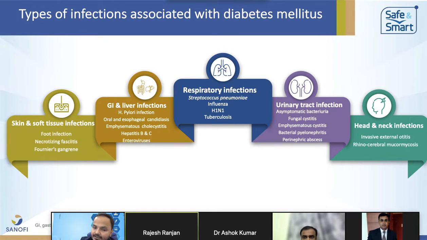Regarding UTI, females usually have this common complication of urinary tract infections, but in diabetes there could be fungal cystitis, emphysematous cystitis, bacterial pyelonephritis, and perinephric abscess. When you talk about head and neck infections, there could be infections in the ear, external otitis media, which could be invasive, and with COVID, we have seen more dangerous complications with rhinocerebral mucormycosis.